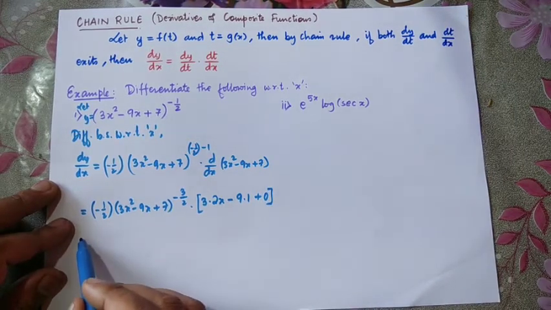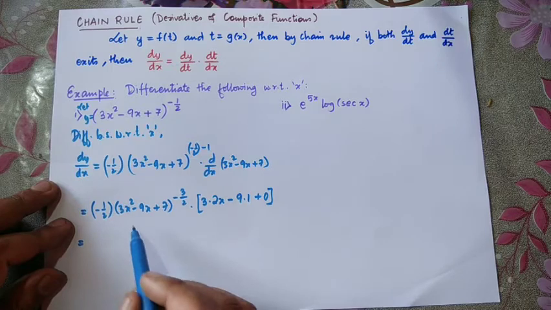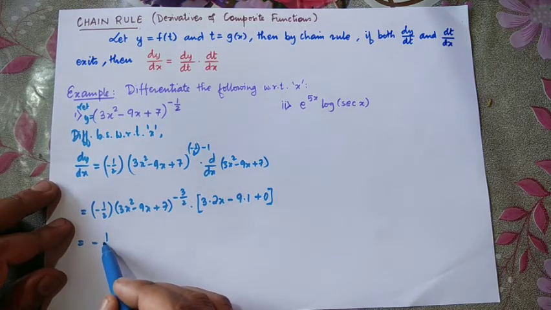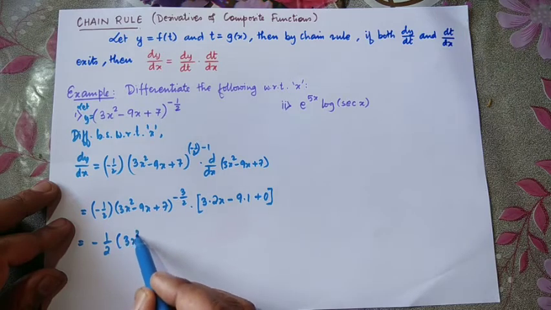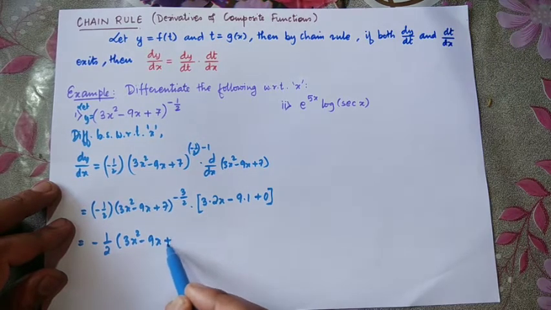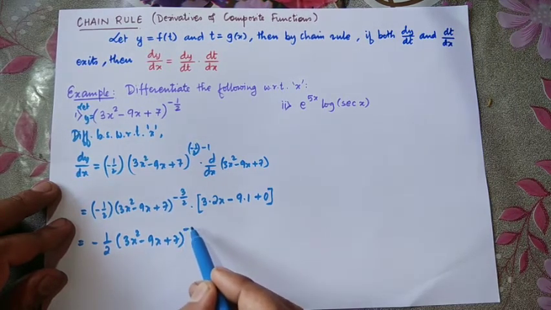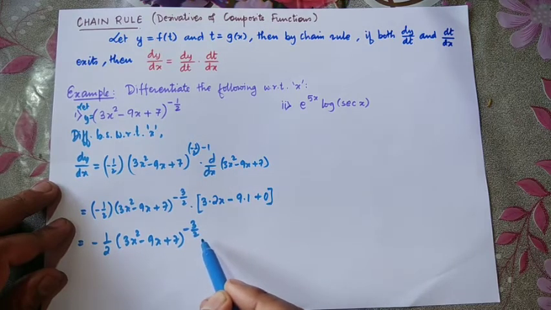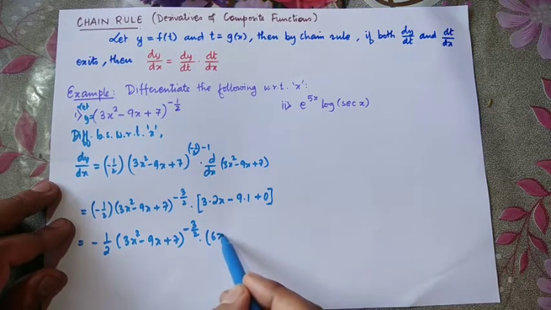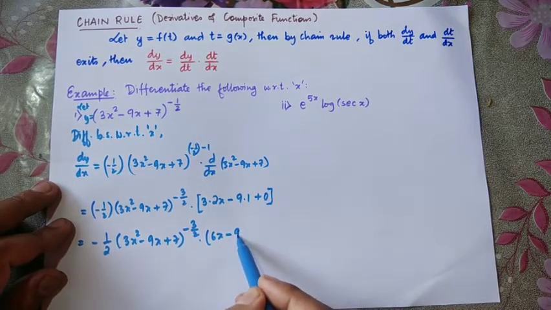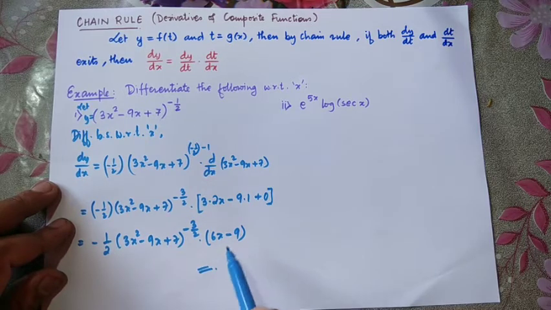Now let's simplify this further. So we have minus half can be written as it is. So we have (3x squared minus 9x plus 7) to the power 3 by 2 into, now this is 3 into 2 is 6x minus 9. Okay, so this is my answer for this particular problem.